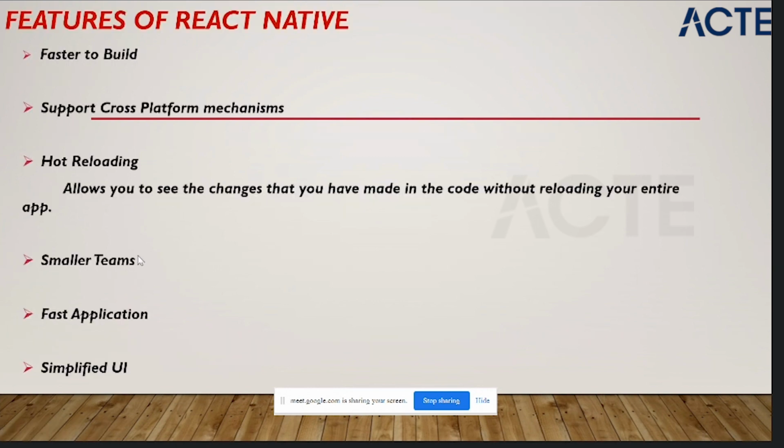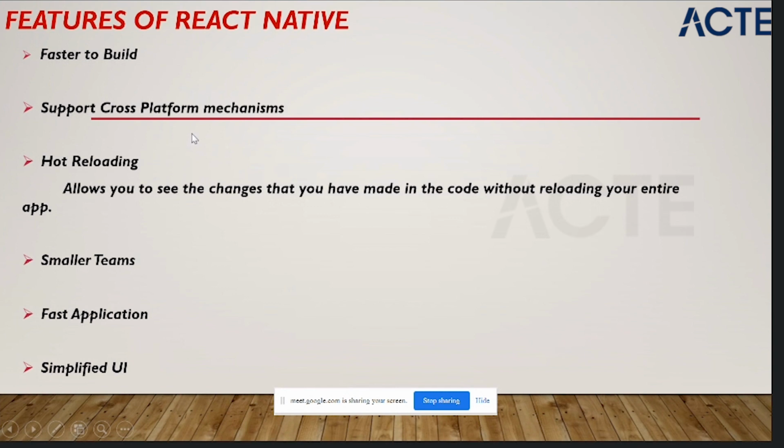Now, some of the features of React Native. You have clearly understood what React Native is and what React JS is, right? So keeping that in mind, we are having a deep dive into React Native first, followed by React JS. Coming to React Native, this is for mobile applications. The first and foremost point is it's faster to build in React Native because it's only mobile application oriented, so it's easier to build. It supports cross-platform mechanisms. Cross-platform here means only in mobile applications.